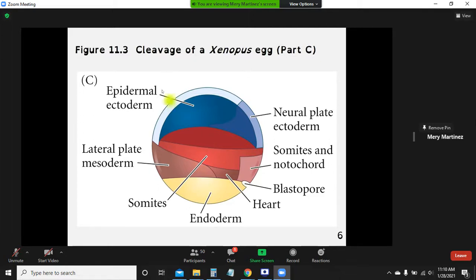As we saw prior, the sperm entered somewhere over here, right? So on the opposite side, that's the neural ectoderm. And we're also going to see, in a little while, the notochord mesoderm and the pharyngeal head endoderm. So a lot of things are going to change in this section.